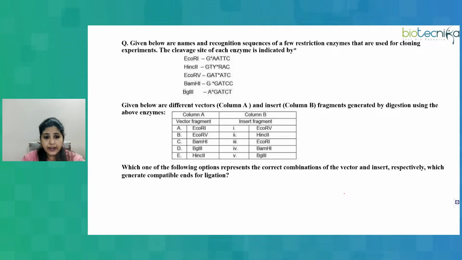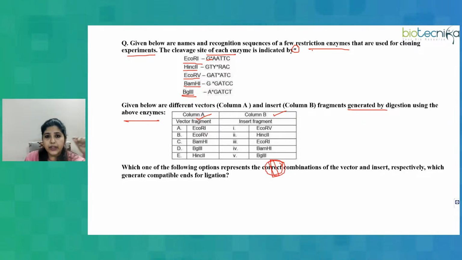Given below are names and recognition sequences of a few restriction enzymes that are used for cloning experiments. The cleavage site of each enzyme is indicated by the asterisk sign. So you can see over here, the recognition sites for restriction enzymes EcoR1, HincII, EcoR5, BamH1, and BglII are given. So given below are different vectors in column A. Column B is insert fragment generated by digestion using the above enzymes. Which one of the following options represents the correct combinations of the vector and insert respectively?